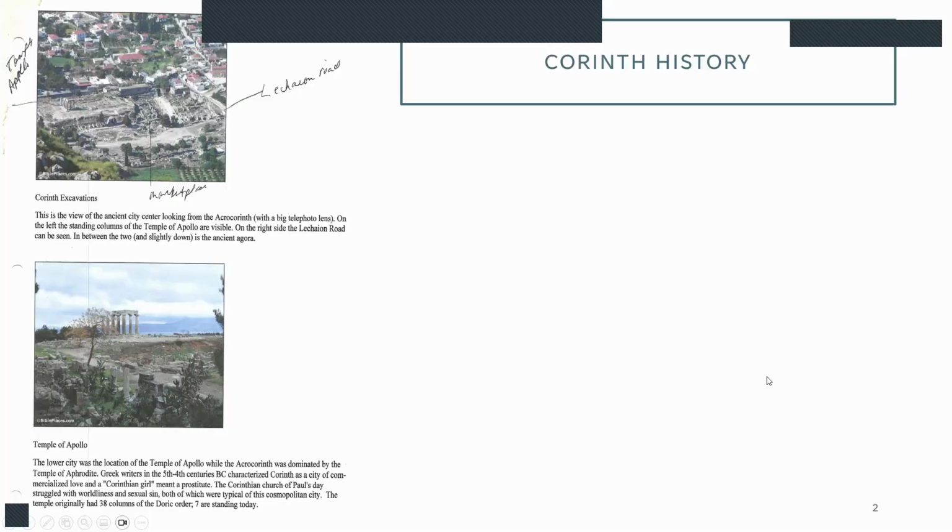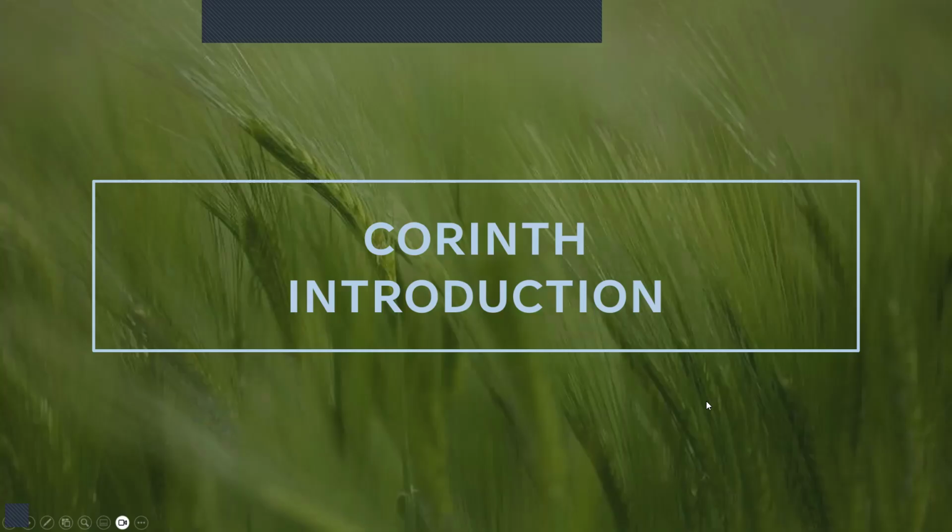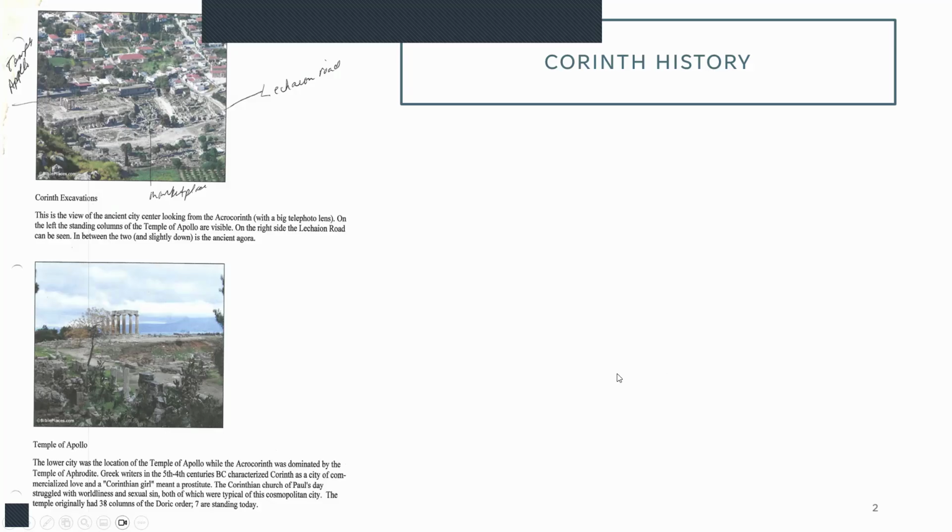There we got it. So this is the introduction to Corinth. Corinth was a city that Paul went to in his second and third missionary trips. If you look at the current Corinth excavations, this is Corinth excavated. It's in this view, the ancient city center looking at the Acrocorinth with a big telephone lens. On the left is standing columns of the Temple of Apollo.